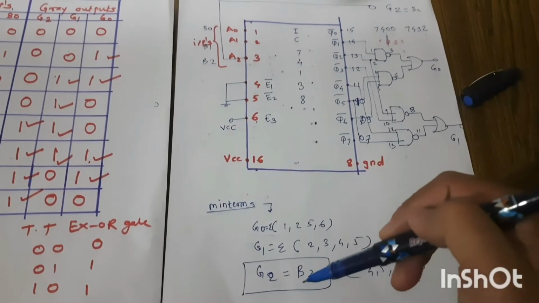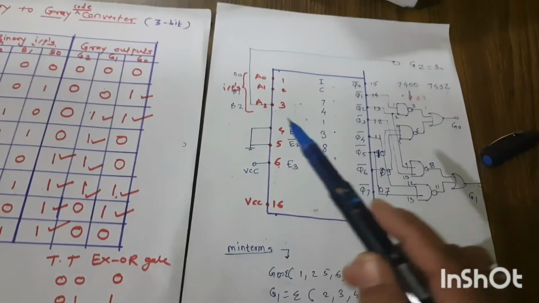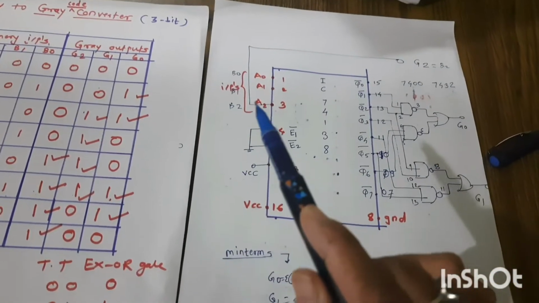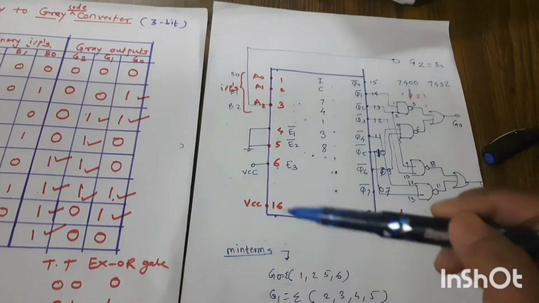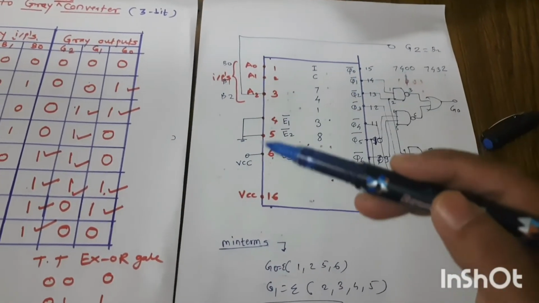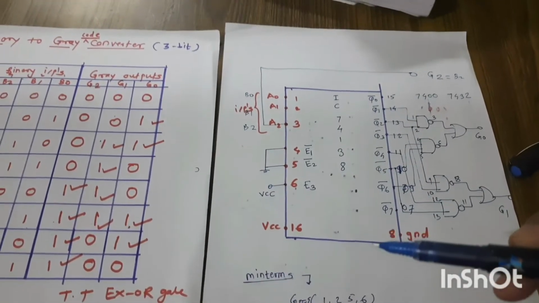Now G2. For G2 we have written G2 is equal to B2. So you just take this B2 from here, and this is your G2. So this is your IC or circuit diagram for the binary to gray code converter using the IC 7438.